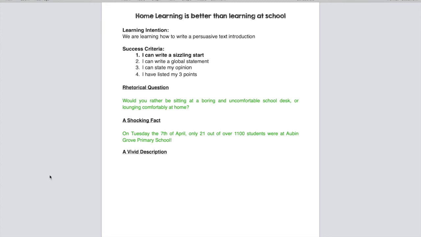So finally, moving on to a vivid description. So this is where you want to paint a picture in your reader's mind. And again, you want to position your reader so that they're going to agree with you. So I'm going to argue again that home learning is in fact better than learning at school. So have a listen and read of my description here to help you.